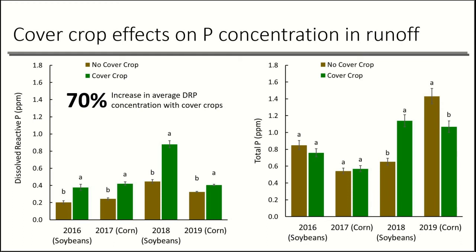Now, dissolved reactive phosphorus is like it sounds, it's dissolved in the water, so it's not attached to sediment. This is also generally more highly bioavailable, right? And so by increasing dissolved reactive phosphorus, we're potentially increasing the availability of this phosphorus to aquatic plants and algae, which could potentially even make algal blooms worse by having more bioavailable phosphorus. Now, these are concentrations in the runoff water.